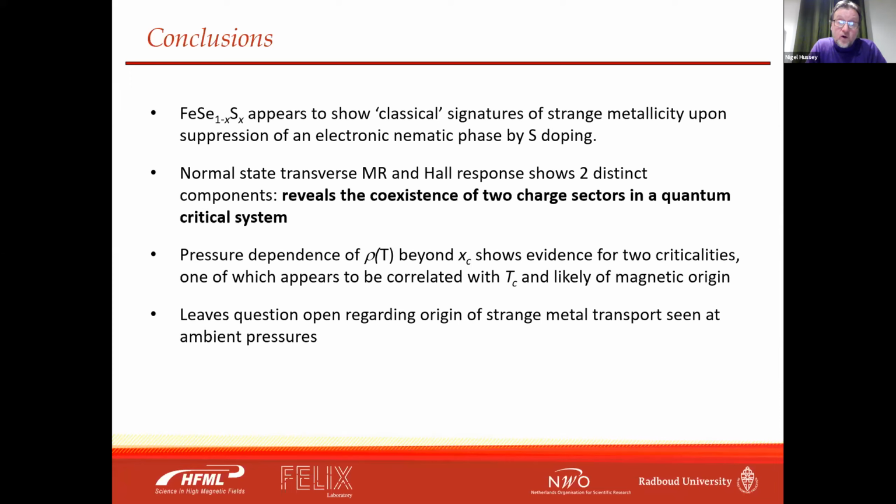The normal state magnetoresistance and the Hall effect show two distinct components, one of which displays these strange metal characteristics. And we believe this is one of the first times where we see a coexistence throughout the quantum critical fan of two charged sectors, one the normal metal component and one the strange metal component. So it's really intriguing to see how these two evolve as a function of the tuning parameter and temperature. The pressure dependence of the resistivity beyond XC does show evidence for two T-squared coefficients, which show very strong pressure dependence, the second one of which appears to be correlated with TC and therefore is likely to be of a magnetic origin. And then this, I think, leaves the question open.